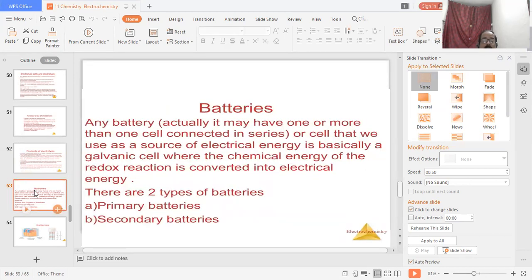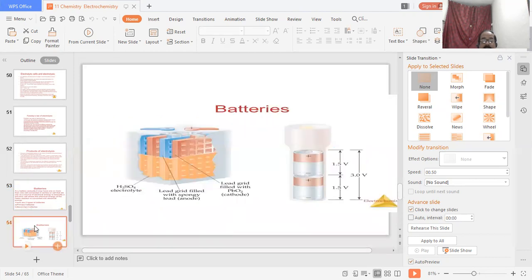Next topic, battery. Any battery may have one or more than one cell connected in series. The cell that we use as a source of electrical energy is basically a galvanic cell, where the chemical energy of the redox reaction is converted into electrical energy. There are two types: number one primary, number two secondary. This is the battery diagram. Here is the sulfuric acid electrolyte, and a lead grid filled with spongy lead as the anode, and a lead grid filled with lead oxide as the cathode. This is the simple diagram of a battery.